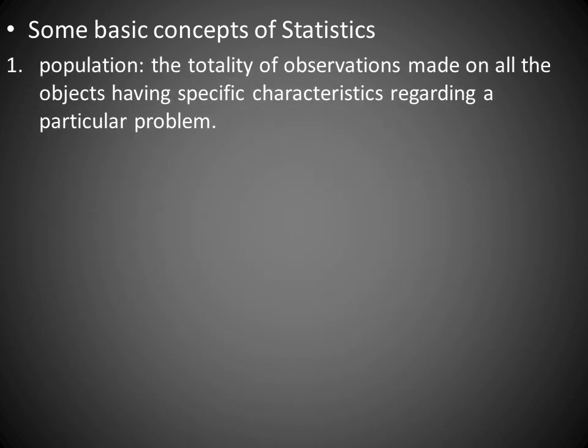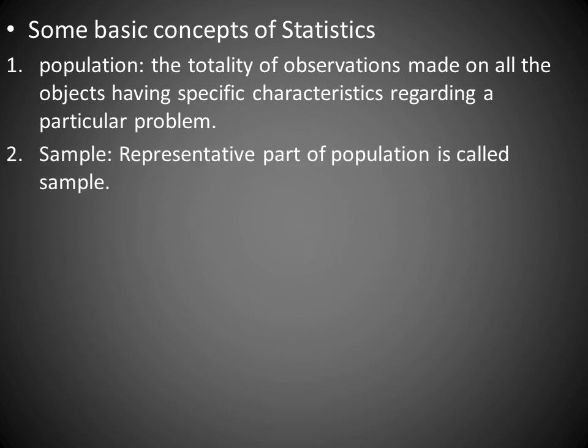Some basic concepts of statistics. Population: the totality of observations made on all the objects having specific characteristics regarding a particular problem. If you want to study some problems or issues faced by the British people, then you should have the population of the UK, not other countries like China or America. If the problem is related to the UK, then the population under consideration should be of the UK. What is a sample? A representative part of the population is called a sample.